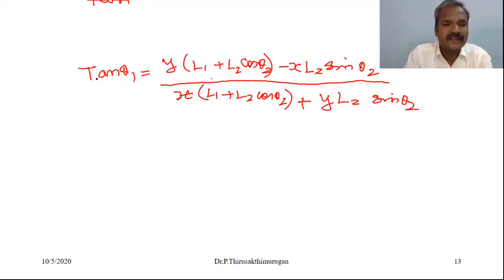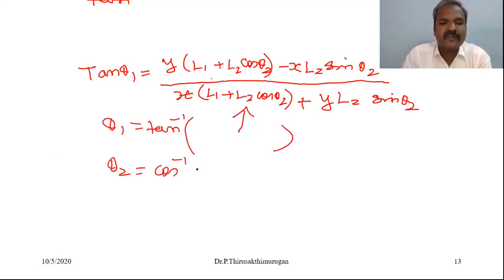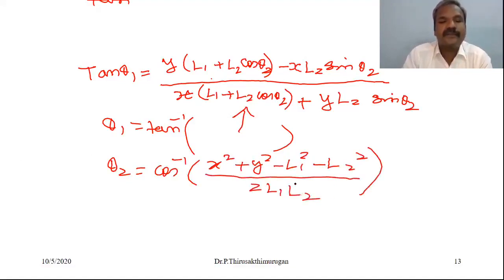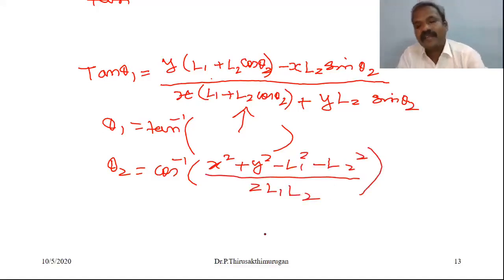So theta 1 equal to tan inverse of this value. Theta 2 equal to cos inverse of x square plus y square minus L1 square minus L2 square divided by 2 L1 L2. That's all. This is the reverse kinematic solution for a 2 degree of freedom, 2-dimensional planar robot.